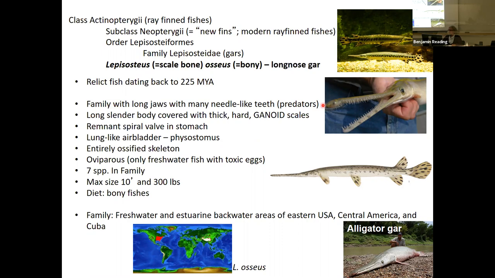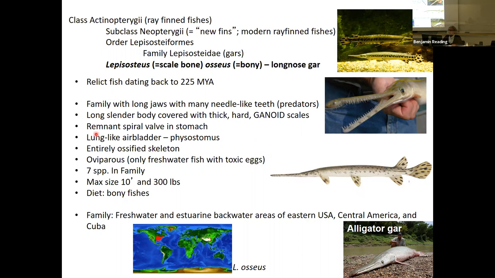Long, slender body covered with thick, hard ganoid scales. Anyone who's tried to clean a gar, you have to use a hacksaw and pliers and things like that. These things are very heavily armored. They've also got this abbreviated heterocercal tail where the top lobe of the caudal fin sort of bends up a little bit.